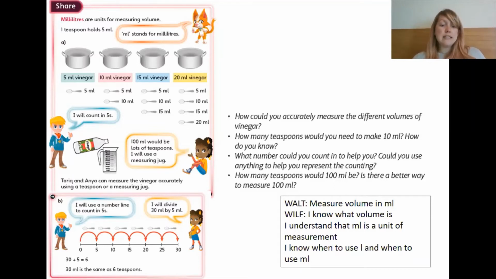Now, in order to answer B, Dexter is saying that he's going to use a number line to count in 5s. Flo is saying, however, well, I can just use my multiplications. I know my fact families. So I can divide 30 by 5 to get 6. Both ways get the same answer. You just need to use the method that is most efficient and accurate for yourself.